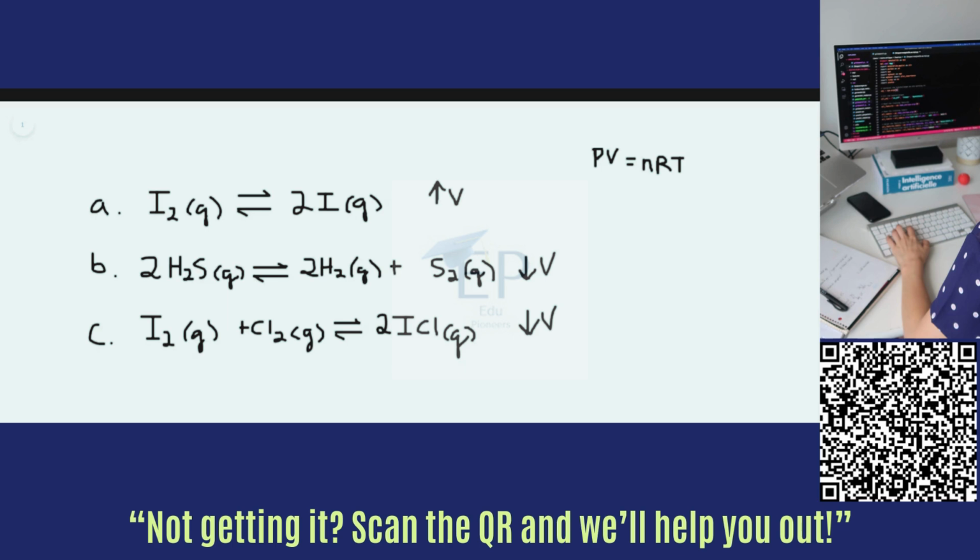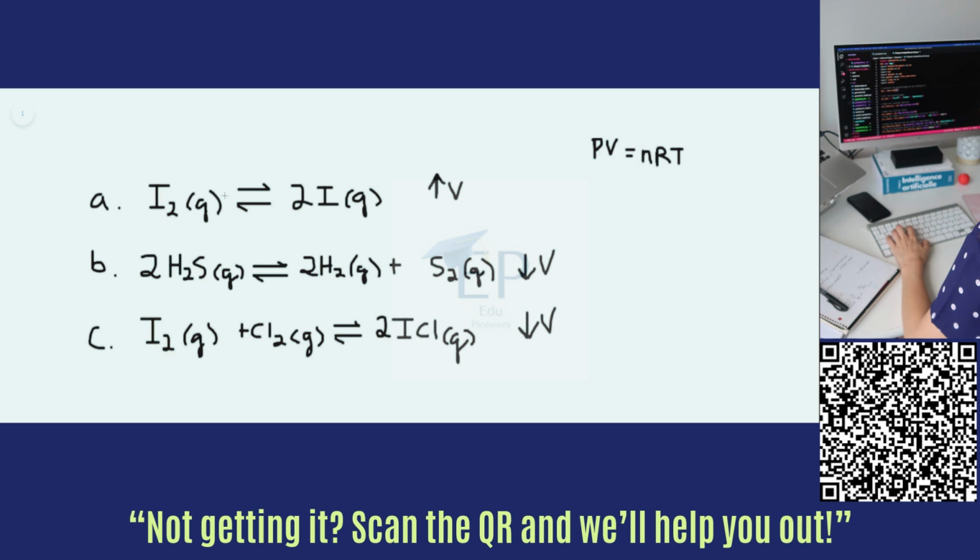This question says that each reaction is allowed to come to equilibrium and then the volume is changed as indicated. Predict the effect: shift right, shift left, or no effect of the indicated volume change. So here are the three equilibrium equations and whether or not the volume is going up or down.